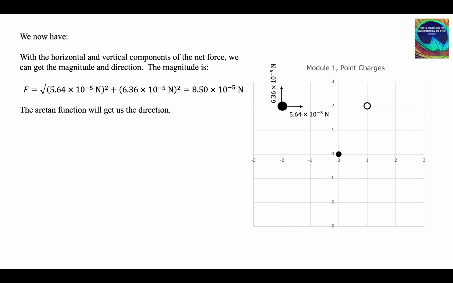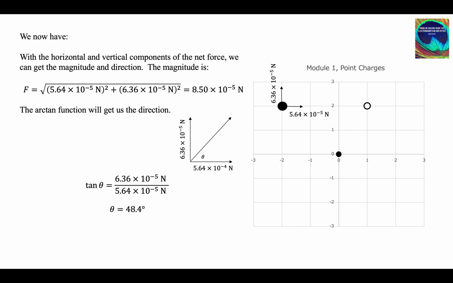Now we have to get the direction, and I redrew the forces down here so we have a bigger diagram. There's the vertical force, there's the horizontal force, and we want to get this angle. That's the opposite side, that's the adjacent side. Tangent theta is 6.36 divided by 5.64. We can take the arctangent of both sides and get the angle. It's 48.4 degrees. So now we have the answer to the problem.